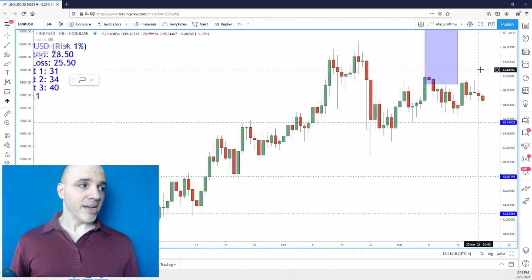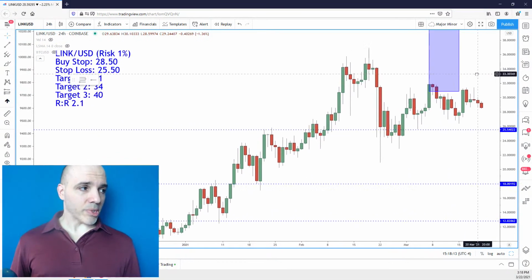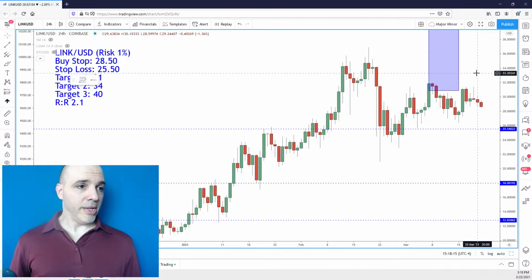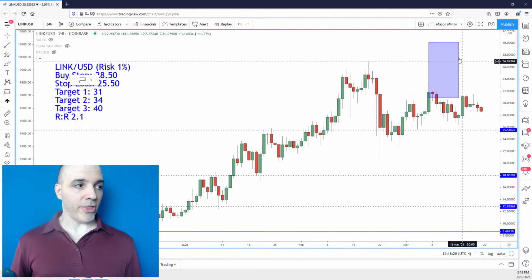Here's Link against the dollar. Now look at this one, right? This one's not doing so great. It looks kind of like Bitcoin. It reached our first target. It went into that target zone. This blue box, by the way, is the target zone.